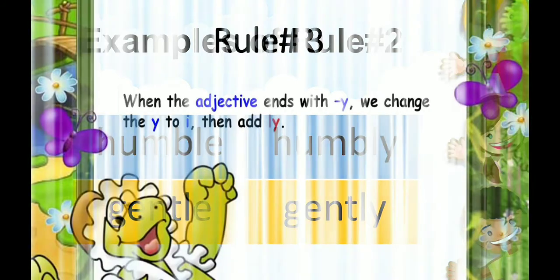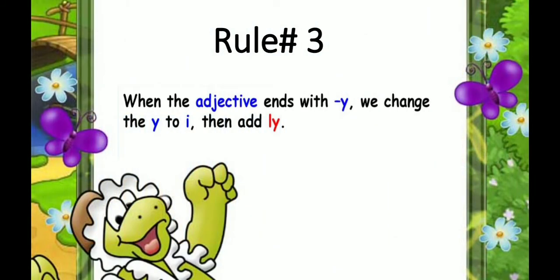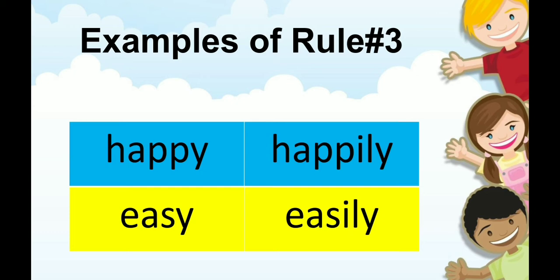Now let's see rule number 3. Rule number 3. When the adjective ends with y, we change the y to i, then add ly. What we have to do in rule number 3, if the adjective ends on y, we remove y and add ily. Okay, let's see some examples of rule number 3.